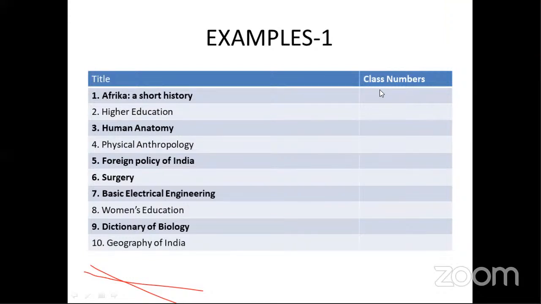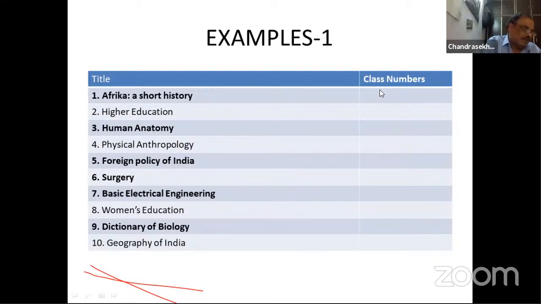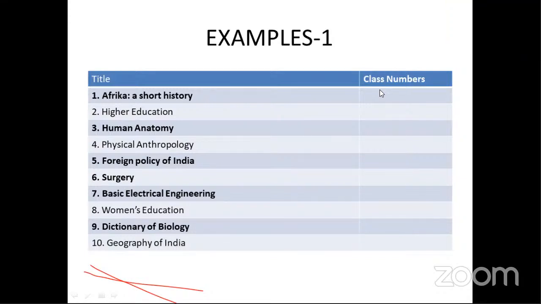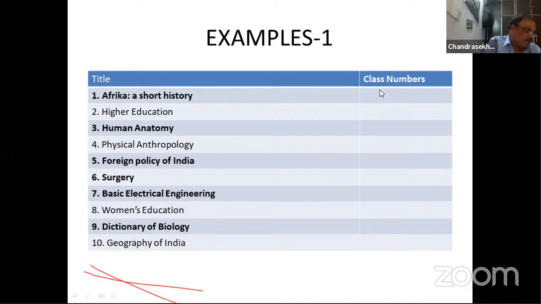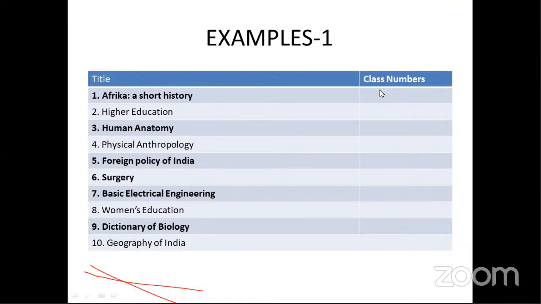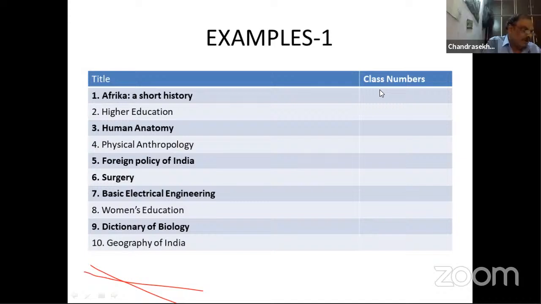Adult education means it's not specifically women. Men and women are equal to adult. So you go to the 370. So in the volume, adult education is 374.